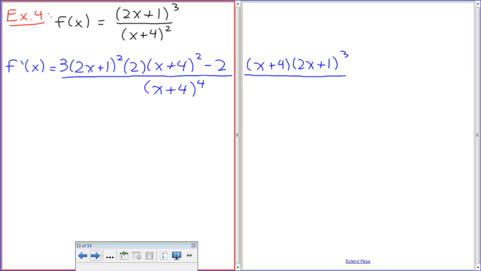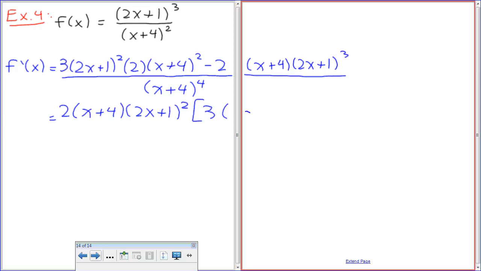Okay, as far as things that are common, what are we going to factor out of both of these? What do they both have in them? They both have a 2. What else? Anything else? Yes, we can. Okay, so let's make sure we know how we got that. We looked at the two terms. I saw 2 here and I saw 2 there, it's coming out. I saw an x plus 4 and an x plus 4, that's coming out. I saw 2x plus 1 and 2x plus 1, so I took 2 of them out. Left in the brackets is going to be 3 bracket x plus 4 minus 2x plus 1.